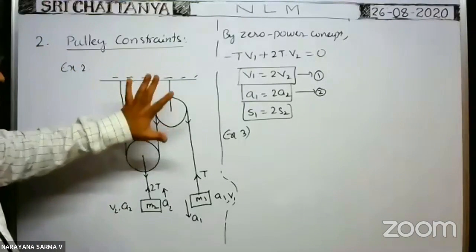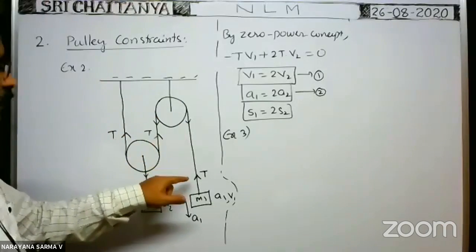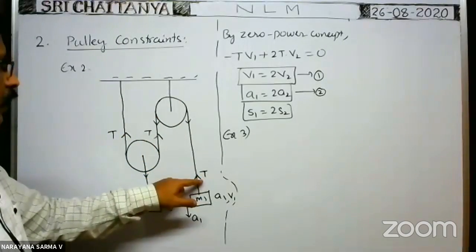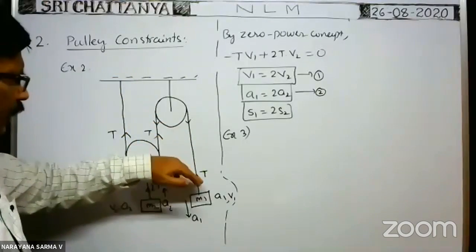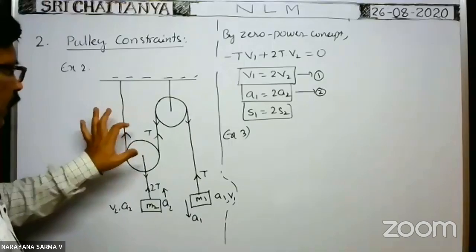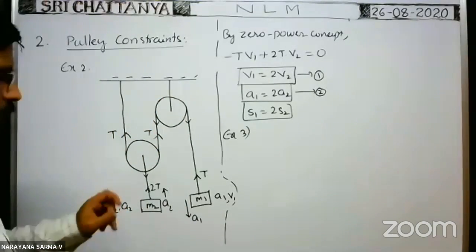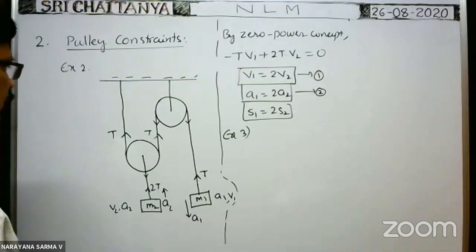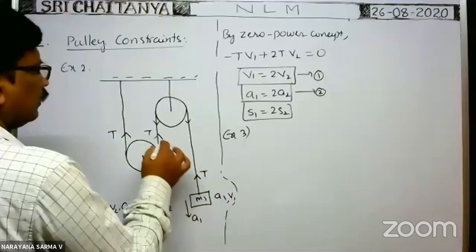Here, the first diagram is given like this. Suppose it is the same string, you write the tension here as T. As this is a total, it is the same string, the same tension is there in the given string. Here, all are the same strings. If it is different, then you take this as T1, T1, T1, and this as T2.